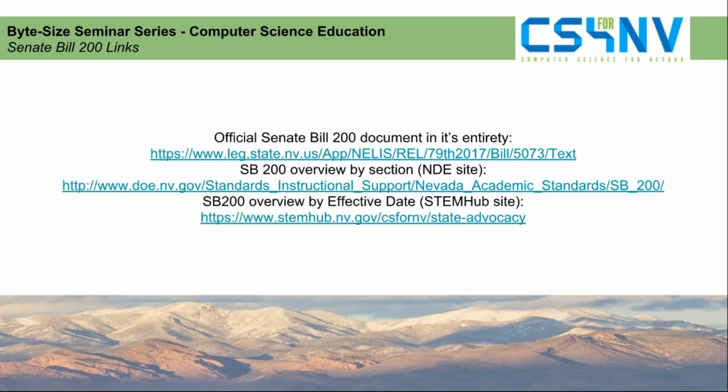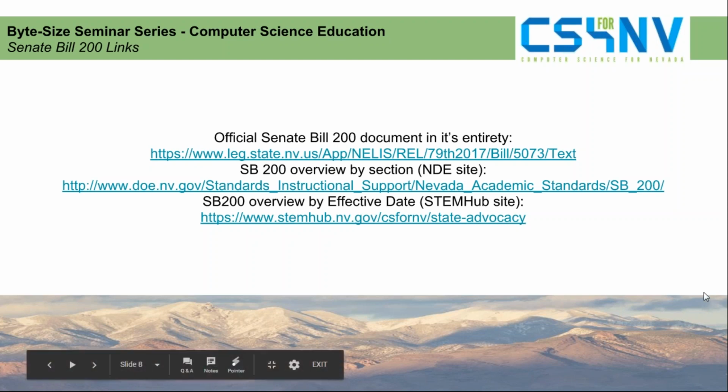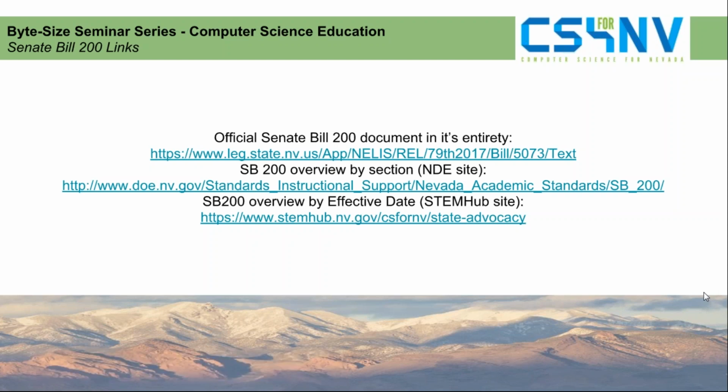So on this slide, I have 3 links. The first link is to the official Senate Bill 200 document, the legislative in its entirety. The second link is on the Nevada Department of Education site, where I have it listed, the different sections and the changes in Senate Bill 200. I have them listed by section, and it's the highlights of what that section is speaking about.